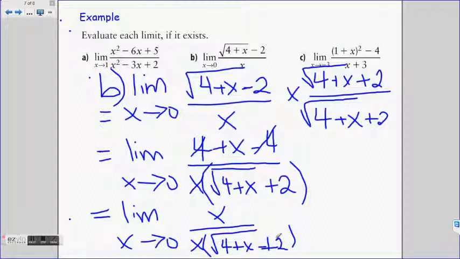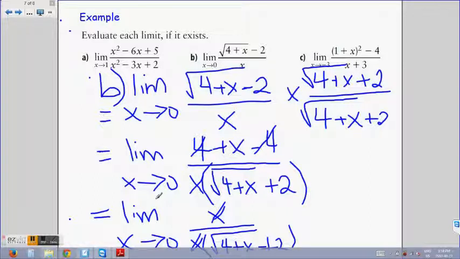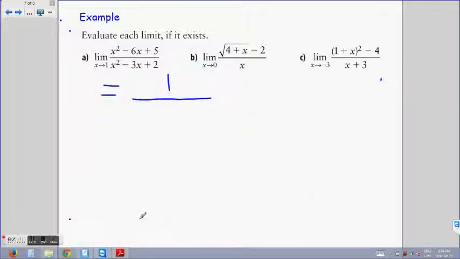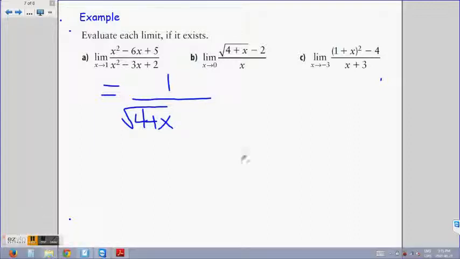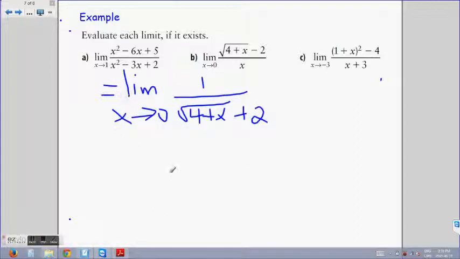Now that is a plus there. And then as we can see, we can cancel out the x's. That eliminates the x from the denominator. Then we're simply left with 1 over the square root of 4 plus x. I realize I forgot the limit, so I just rewrote this. The limit as x approaches 0, so we're left with 1 because we've canceled one of the x's, divided by the square root of 4 plus x plus 2.